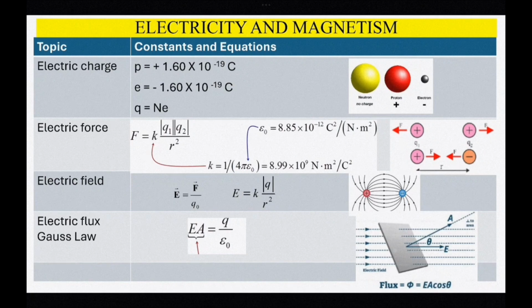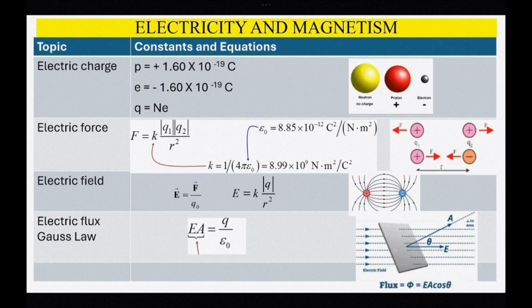Now, for the electric force, I discussed that F is equal to K, the constant, multiplied by charge 1 and charge 2 over r squared, where r is the distance. This formula for electric force is for Coulomb's law. In this discussion of the electric field, I'll be using the formula E is equal to F, which is in newtons, over the charge, and the other one, E is equal to K, the constant, multiplied by charge over r squared, the distance.